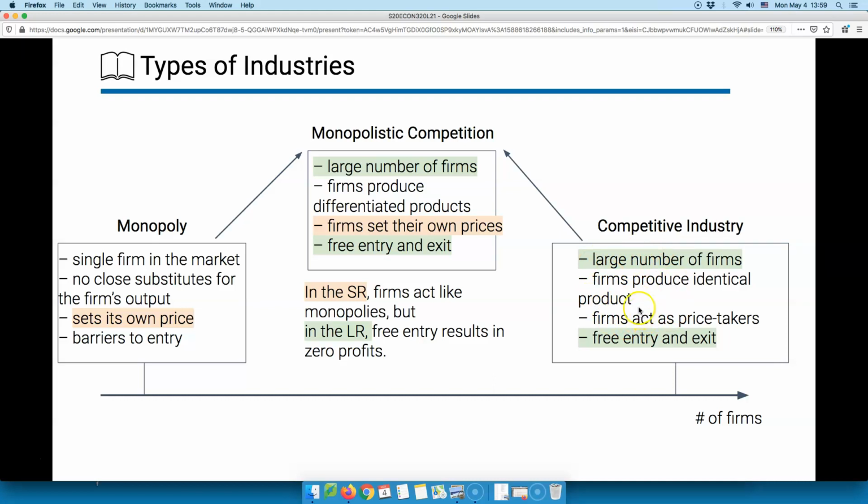So I guess this example should help you remember the difference between these two kinds of models. In one case, identical product and very tight competition, and in the other case, differentiated products, and so competition in the short run is not as tight. But in the long run, the pressure from other firms will still result in zero profits.